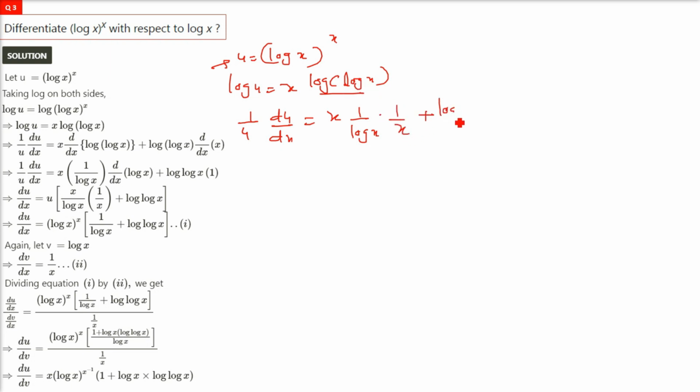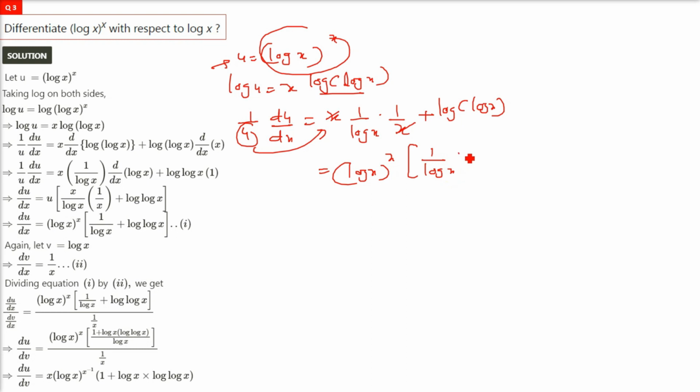plus now log of log x and differentiation of x, that is going to be equal to 1. So this x gets cancelled. So 1 by log x plus log of log x, and 1 by u has to go on the right. So we take log x raise x. This is 1 by log x plus log of log x. So this you can solve more if you want. But we'll first see this v.